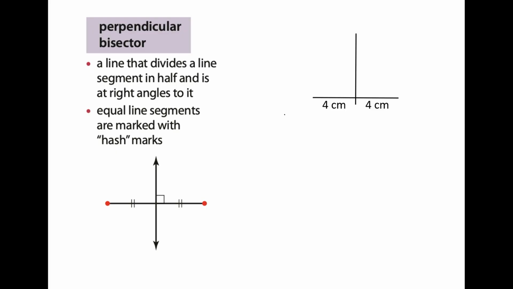And after that, I also form a right angle where I bisected them on the right side and the left side. And that's essentially the perpendicular bisector.